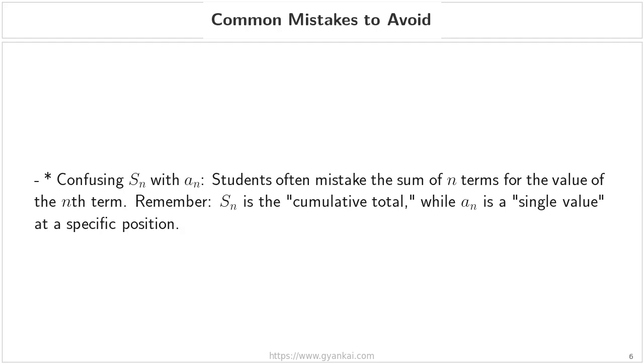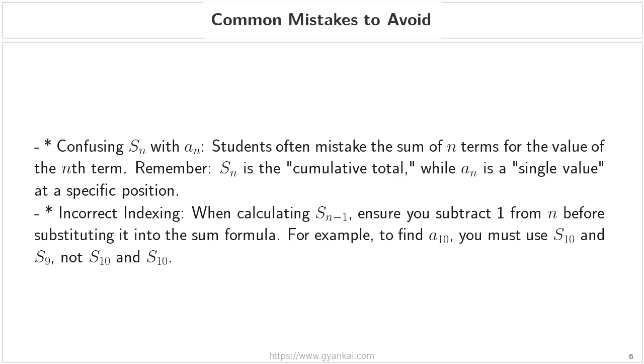First, a very common mistake is confusing the nth term, which we call a sub n, with the sum of n terms, which we call S sub n. It is vital to remember the distinction. S sub n represents the cumulative total of everything added up so far, whereas a sub n is just a single, specific value at a particular position in the sequence. Don't let the two get mixed up in your calculations.